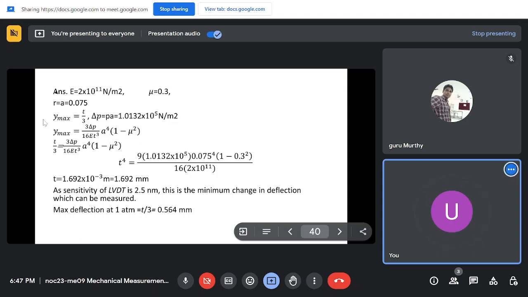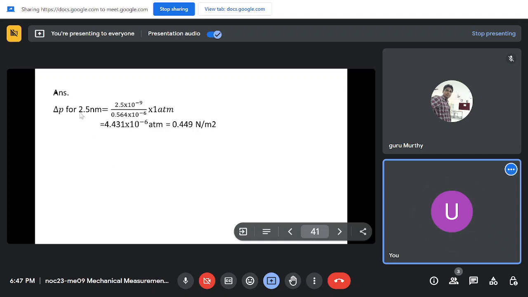I repeat: from the relation of the diaphragm for maximum deflection, and we know maximum deflection is T by 3, on substituting we find the thickness of the diaphragm. The minimum pressure difference, or the least count you can say, is restricted by the sensitivity of the LVDT, which is 2.5 nanometer, and we know that maximum deflection occurs at 1 atmosphere pressure. So at 2.5 nanometer, what will be the pressure? It's just a cross multiplication, and we find that for 2.5 nanometer it is 0.45 Newton per meter square.